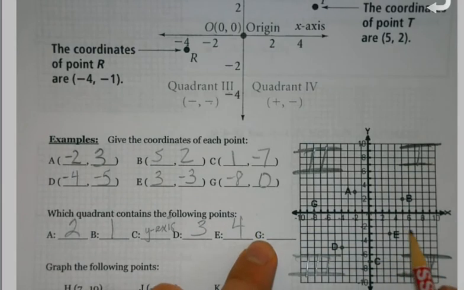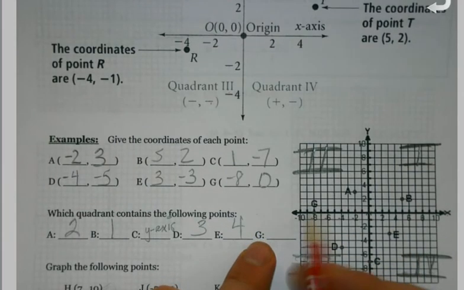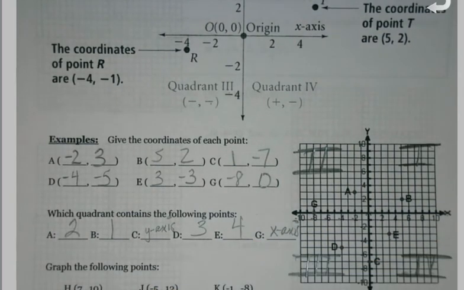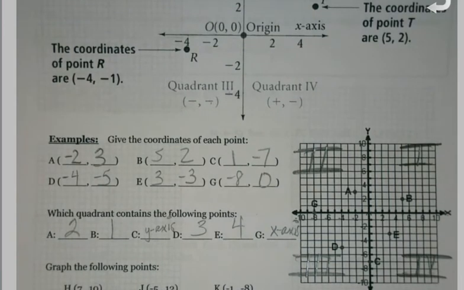And then G is a similar situation to what we had here with C. G, I'm on the x-axis, and I found that point. So again, when I'm labeling, that wouldn't necessarily be in a quadrant. That would be on an axis instead. That would be something that I'd work with that.